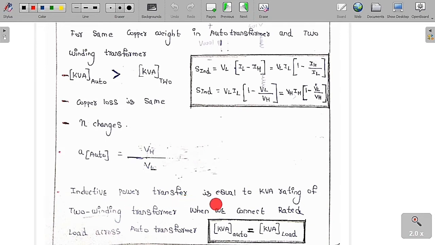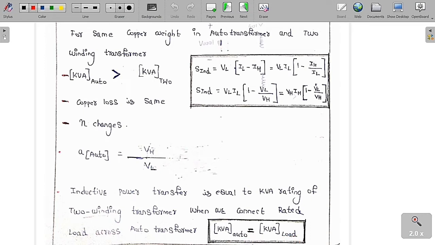Inductive power transfer is equal to the kVA rating of the two winding transformer when we connect rated load across the auto transformer. So therefore kVA of the auto transformer is equal to kVA of the load. This is the thing that you always have to remember: the inductive power transfer is equal to the kVA rating of the two winding transformer when we connect a rated load across the auto transformer, where the kVA rating of the load is equal to the kVA rating of the auto transformer.